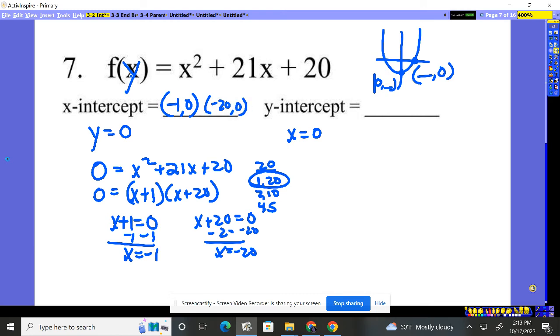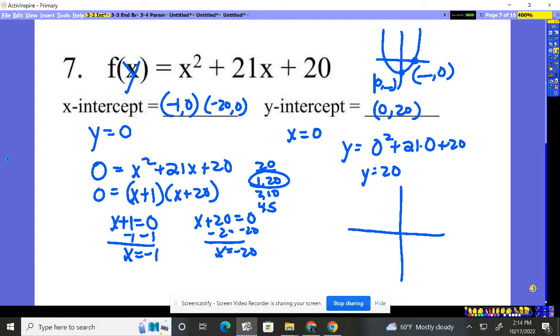Now the y-intercept is always a piece of cake. X is 0, so we have y equals 0 squared plus 21 times x, which is 0, plus 20. Do all that, you're getting y is what? 20. So it crosses at 0, 20.